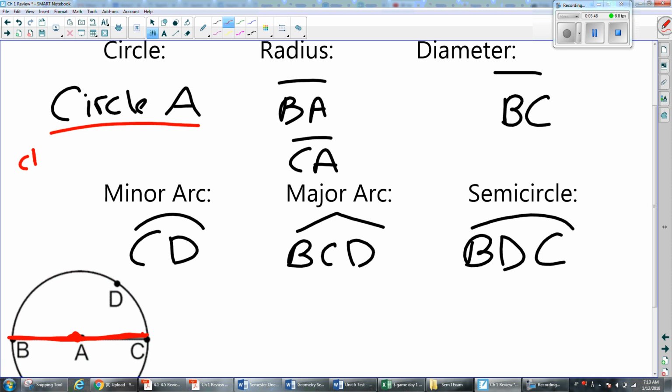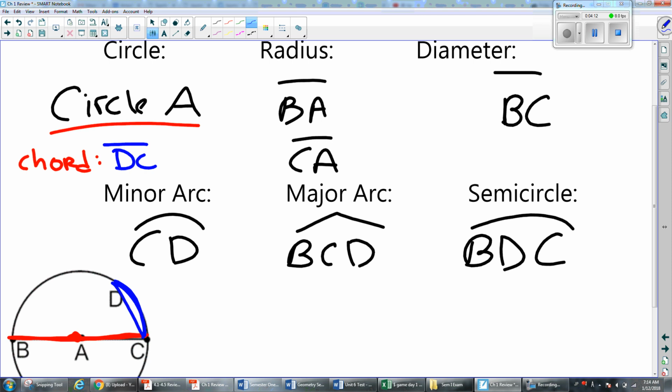Maybe let's add that in. Let's add in a chord. Chord would be like if we connected D to C there. Both endpoints are on the circle. We have a minor arc, part of the curve of the circle. Since it's minor, it's small, it only uses two letters to name. We could say CD, it has to be less than 180 degrees.